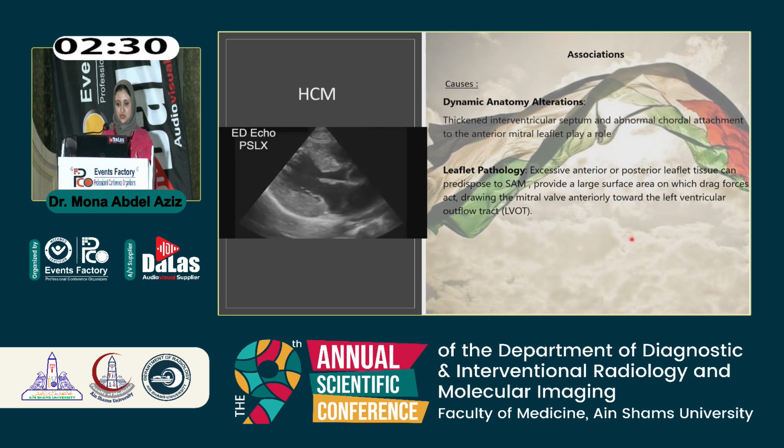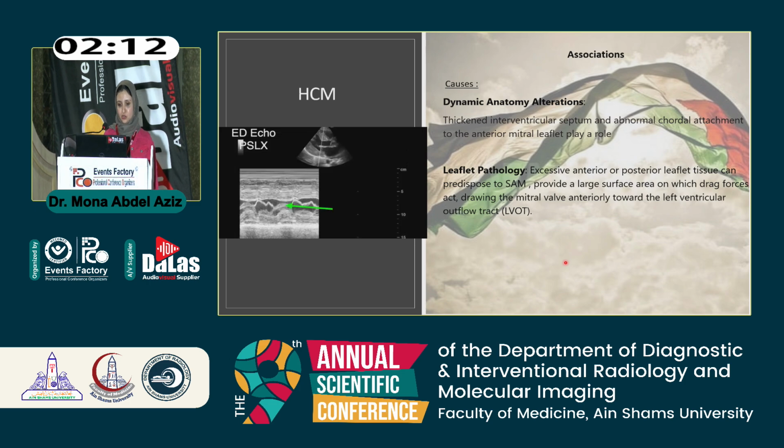What is the cause of such abnormal movement? As we say, the abnormal chordal attachment is a factor. There is another factor, which is the excessive anterior or posterior leaflet tissue, which provides a large surface area that causes drawing of the mitral valve to be moved anteriorly towards the left ventricular outflow tract.